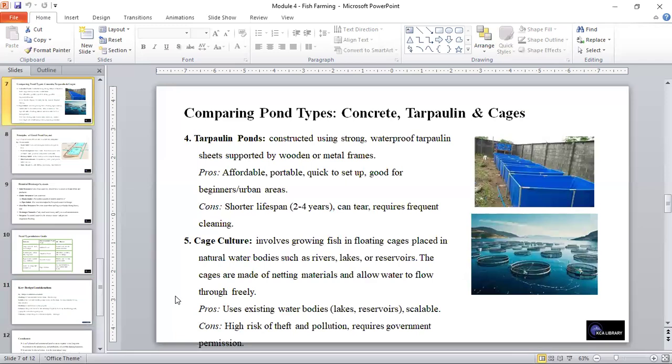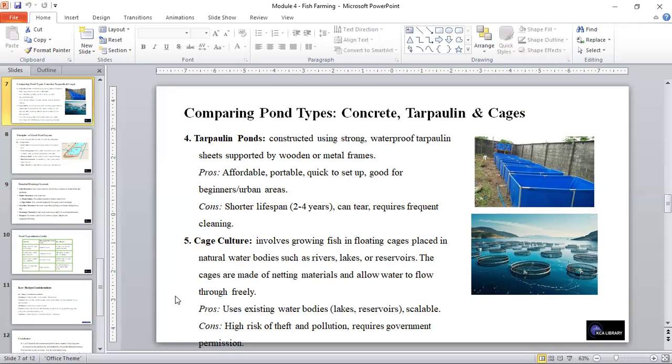Then, looking at the tarpaulin and the cages. Tarpaulin ponds are constructed using strong waterproof tarpaulin sheets supported by wooden or metallic frames. It is affordable, it is portable, it is quick to set up and good for beginners and dwellers in urban areas. However, it has a short lifespan, between 2 to 4 years. It can tear and also it requires frequent cleaning.